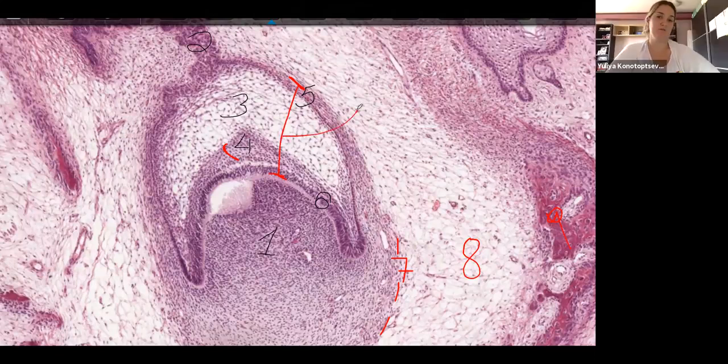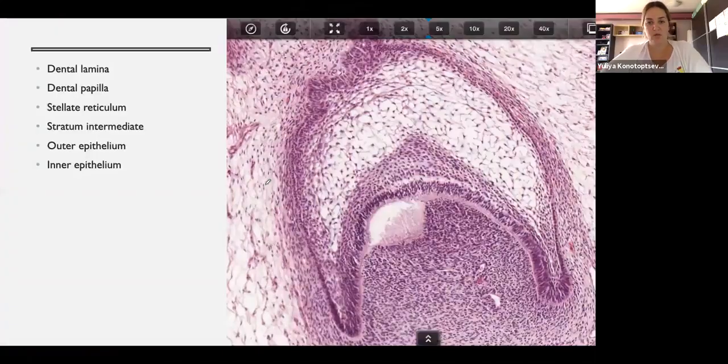This was for you, Reina. This was the question for you. So enamel organ is all four of them together, right? So this is the enamel organ. Okay, the same when you study yourself, just kind of point to what is what.